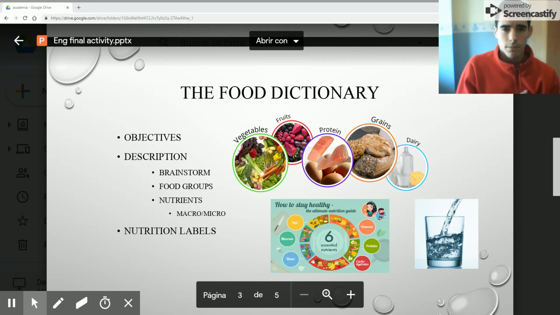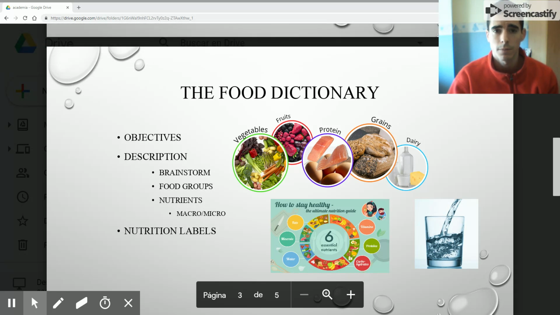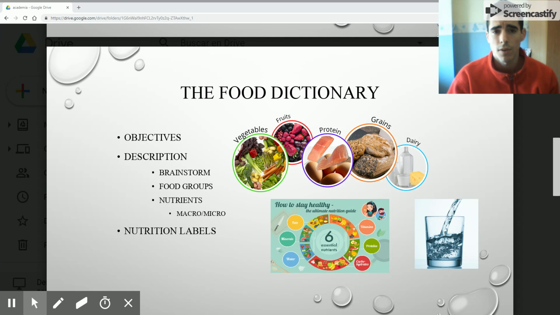Starting with macronutrients, we find proteins, carbohydrates, water, and fat. If we focus on proteins, we can say that their main functions are structural for the muscles and regulatory as enzymes. And proteins are made of amino acids as chains. Talking about carbohydrates or carbs, they are formed by carbon, hydrogen, and oxygen, and carbohydrates are the source of energy for our organs. So their function is energetic.